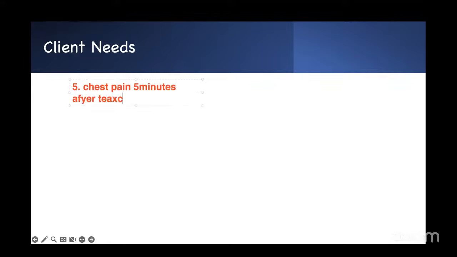Remember, we're talking about client needs. Somebody taking nitro still has chest pain and it's not going away. How would you classify it? Think about it. This is maybe an MI. It's no more pharmacology. It's not about the way the medication works. That means the medication is not working. Therefore, it's not a pharmacology question. This can be a heart attack.